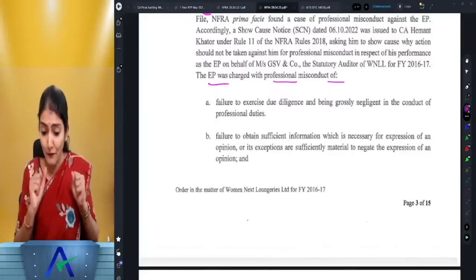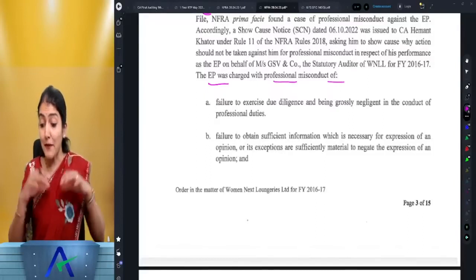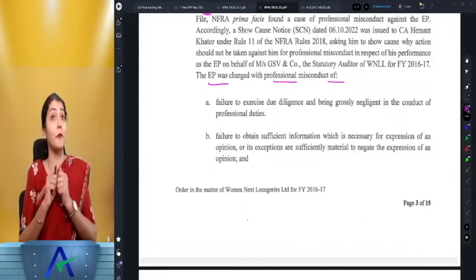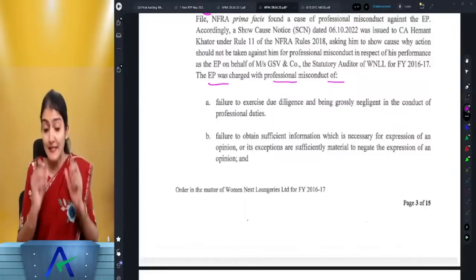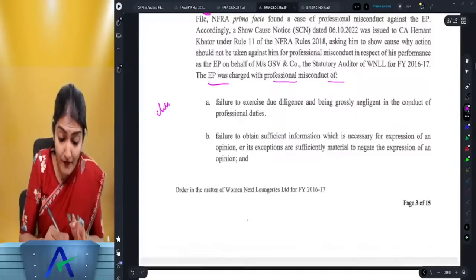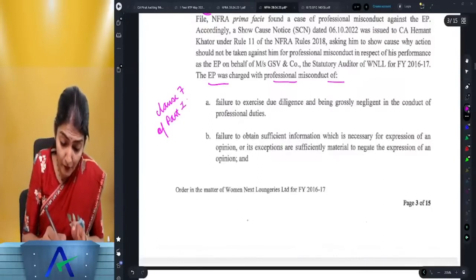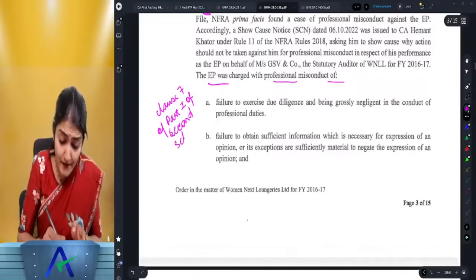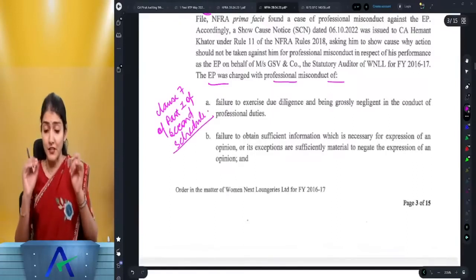So tell me this one, failure to exercise due diligence and being grossly negligent in the conduct of the professional duties: clause 7 of Part 1 of the Second Schedule. What does it say? Does not exercise due diligence or is grossly negligent in the conduct of the professional duties.